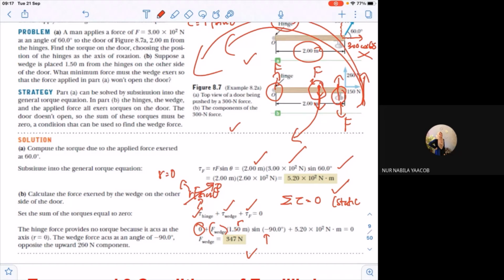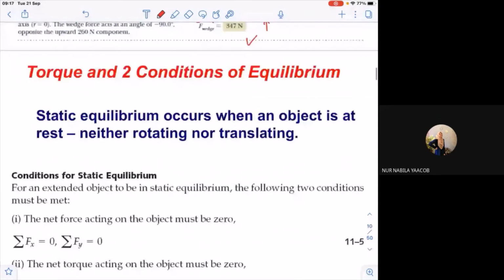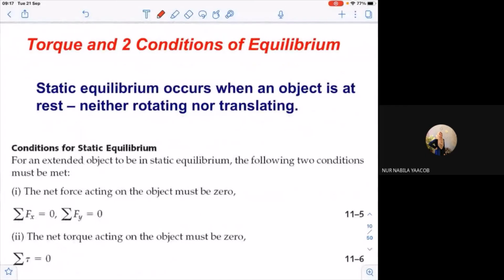So we are saying that the force tries to open the door, but the force from the wedge will try to hold the door from opening. So in other words, when we learn about torques, it actually helps us to understand force a little bit more. Right, so these are the thoughts and the two conditions of equilibrium.